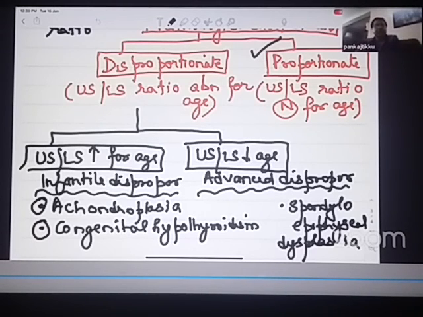Upper segment to lower segment ratio, which is more for age, achondroplasia, congenital hypothyroidism. This is known as infantile disproportion. And upper segment to lower segment ratio less for age, this is advanced disproportion. Example, spondyloepiphyseal dysplasia.